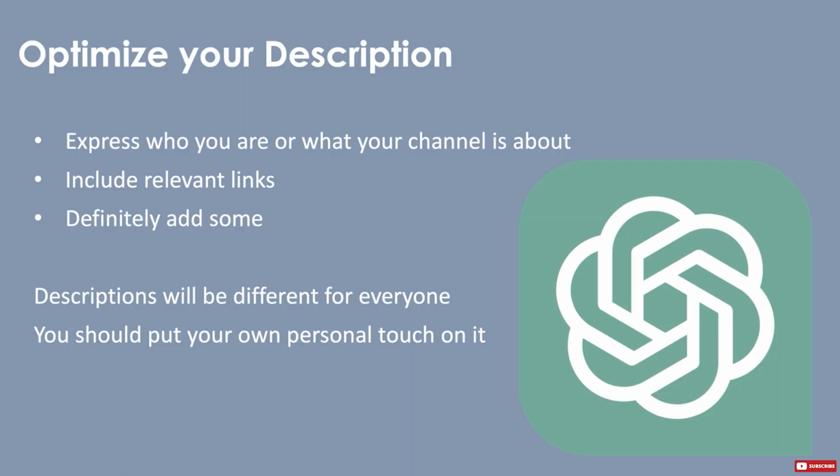So guys, you should use your description to express who you are or what your channel is about. Be sure to include relevant links and where possible, most definitely add some keywords related to your niche. This is so people can find your accounts when they search. Descriptions will be different for everyone and you should put your own personal touch to it. Okay then guys, let's now hop on to ChatGPT and we'll run through how you can get it to create us an exciting description, full of keywords and a call to action in no time.